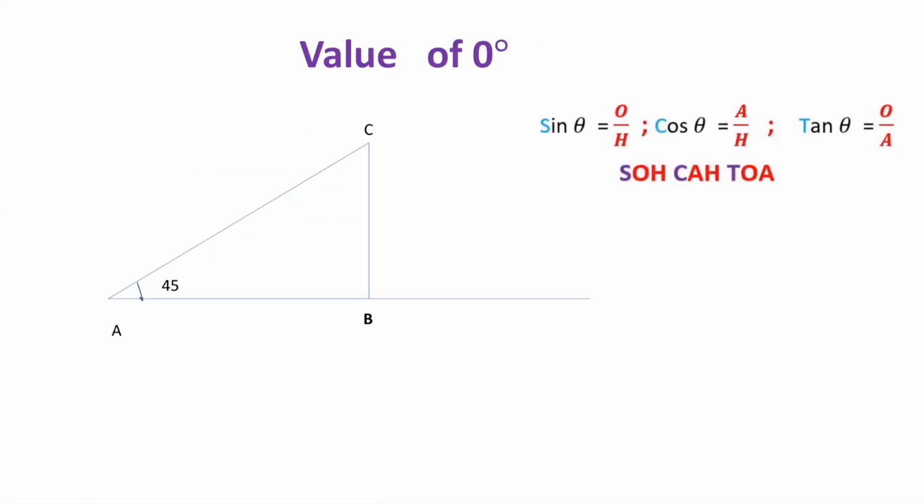The value of 0 degrees for all the trigonometric ratios. Let us take this as a right angle triangle, which is 90 degrees at B. Now this angle is currently 45 degrees. If we reduce this angle, the side which is opposite, that is BC, will be reduced, and this inclination will be reduced. As this angle is reduced, the length of AC will increase and the length of BC will decrease.